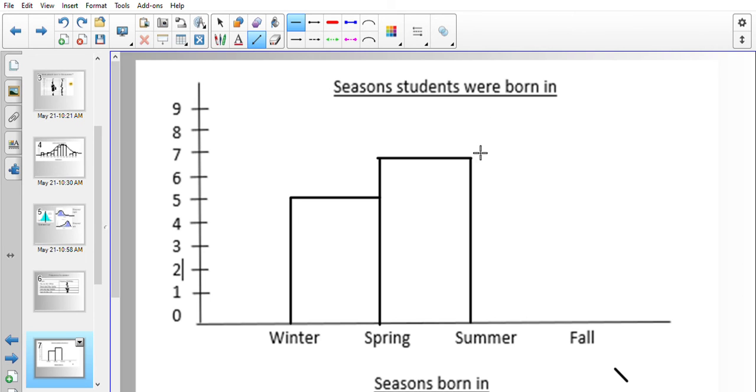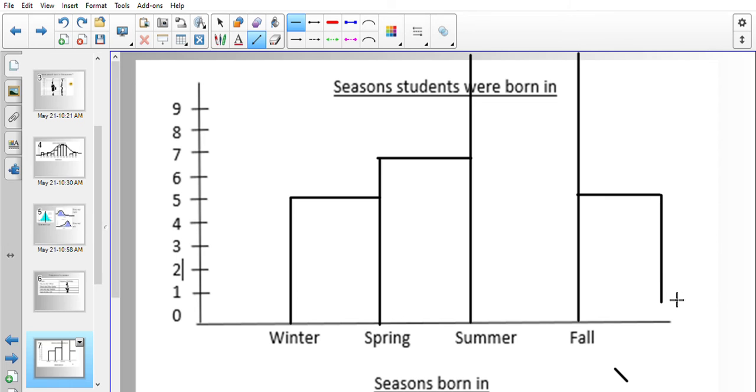In summer, we had 20. We could make this go up off the page for 20. And in fall, we had 5. So you're going to have to use your imagination here, right? We could say that this is 10 right here, and then it's going to go up 20. It's going to go up another 10 because we had so many births.